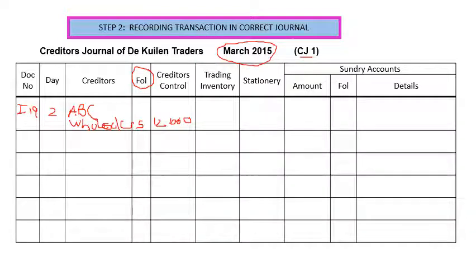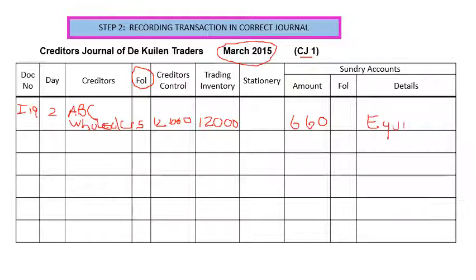Now, what did we buy? We bought trading inventory. We do have a trading inventory column, so we will write 12,000 in the trading inventory column. Then we bought equipment for 660. We do not have an equipment column, so we will go to sundry accounts, in the amount 660 and in details, equipment.